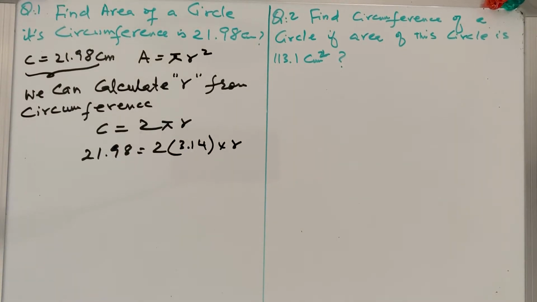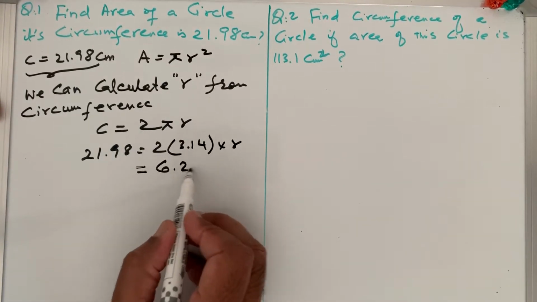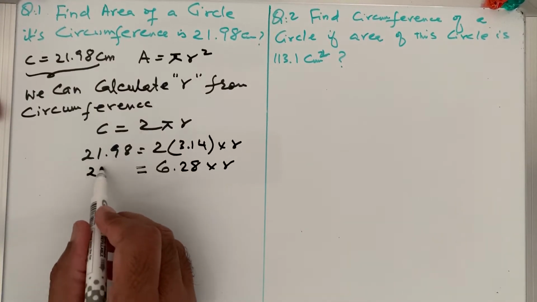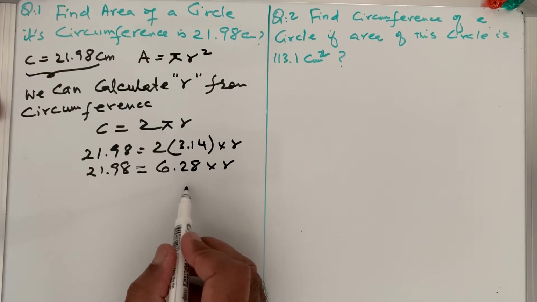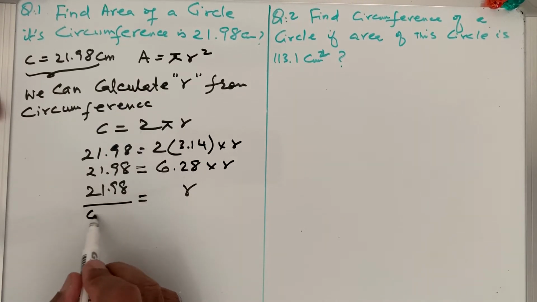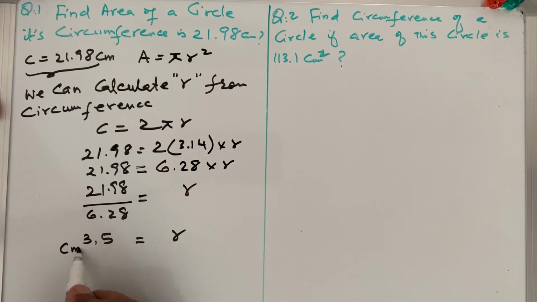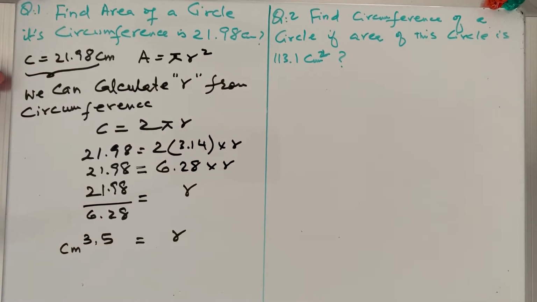The circumference formula is 2 pi r, 2 times pi times r, right? When I say 2 pi r, that means in between is multiplication. Circumference 21.98 is equal to 2 times 3.14, which is 6.28, times r. And I need to calculate r, so r is equal to 21.98, this will go into the denominator, 6.28. And therefore, radius is equal to 3.5 centimeter. So we find out the radius from the given circumference.